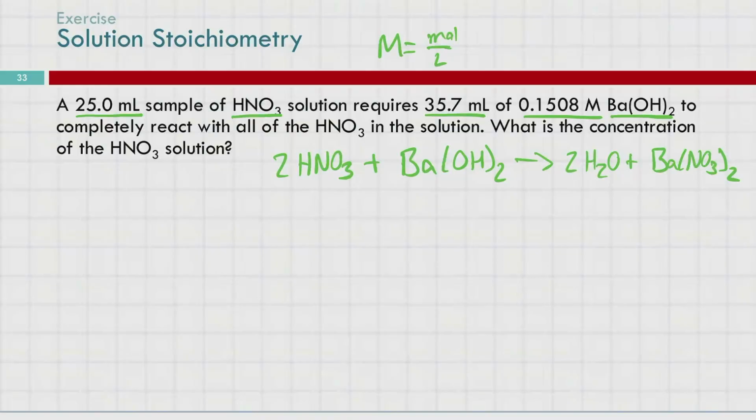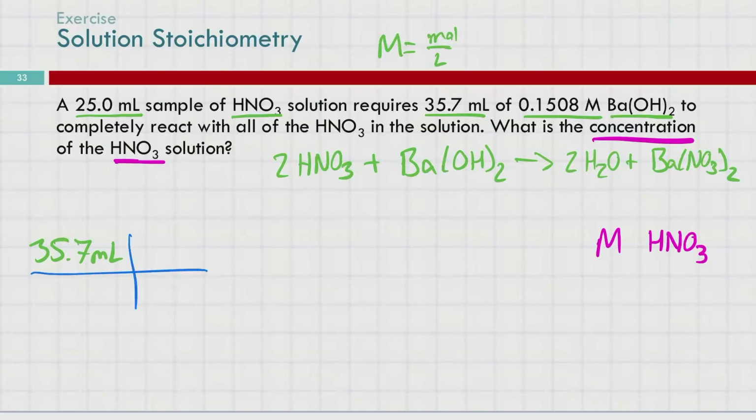The other way we know that we're starting with barium hydroxide is that we were asked to find the concentration of the nitric acid solution, the HNO3. So our goal is to get to molar HNO3. So starting with our simple unit of 35.7 milliliters, we need to convert milliliters to liters.